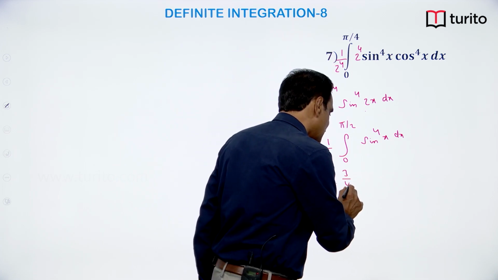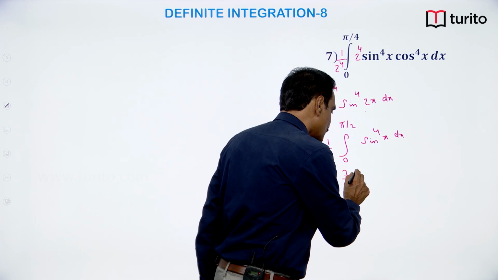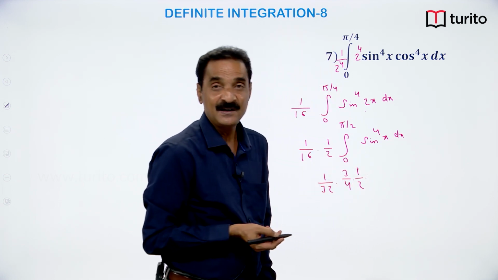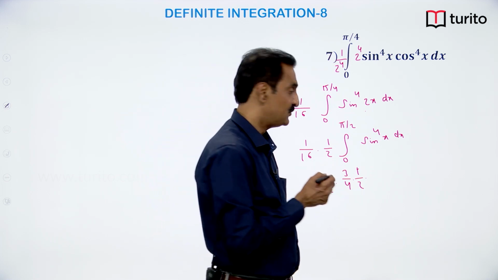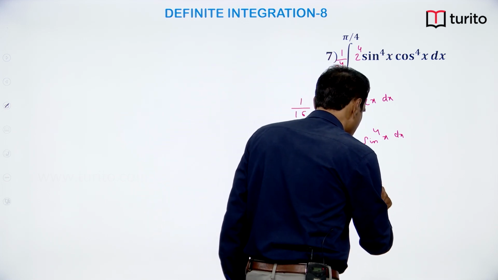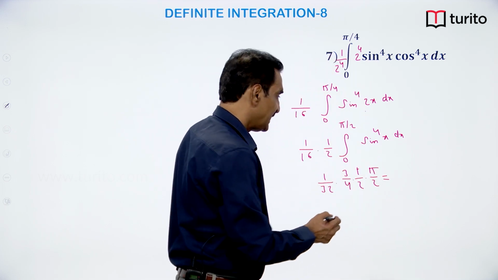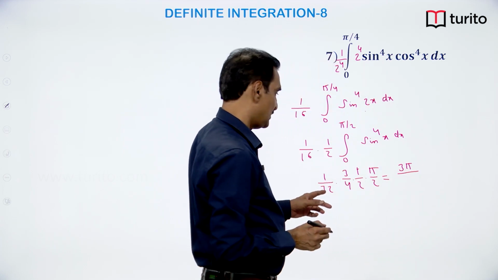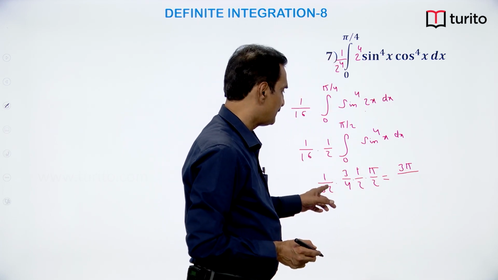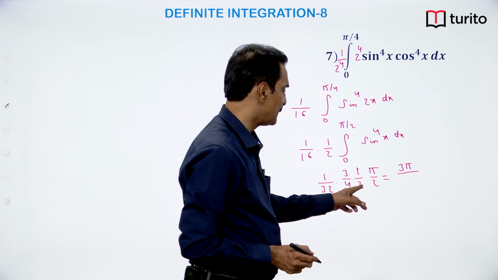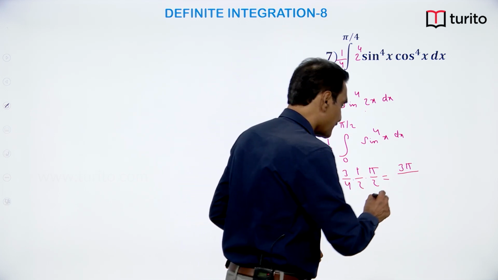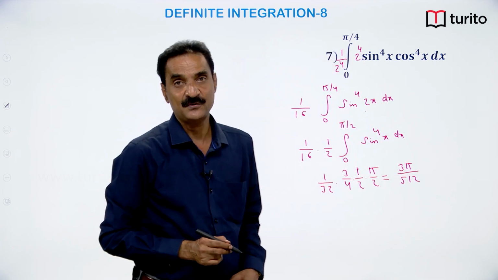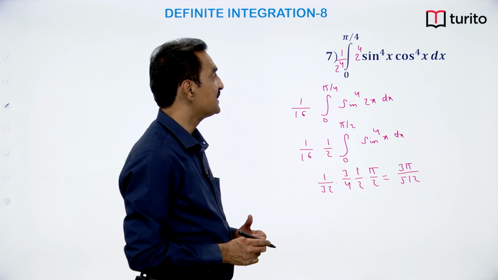First n minus 1 by n, 3 by 4, subtracting 2 from numerator and 2 from denominator into 1 by 2. Next step will be I0. I0 is pi by 2. Then we are getting 3 pi by how much? 2 power 5 into 2 power 4, it will be 512. 2 power 9 is 512. Okay, 3 pi by 512 is the answer.